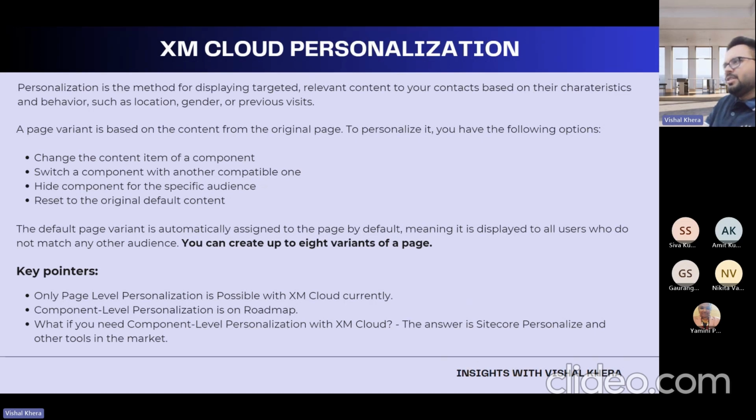So, in personalization, we are showing the data to the users based on their interest only, like what they want to see. Basically, we can set up the personalization rules in the XM Cloud itself, and based on the rules, we can show the data to the users. Okay, and we have page level personalization right now with the XM Cloud. A page variant is based on the content from the original page. Okay, so we can create up to 8 versions here.